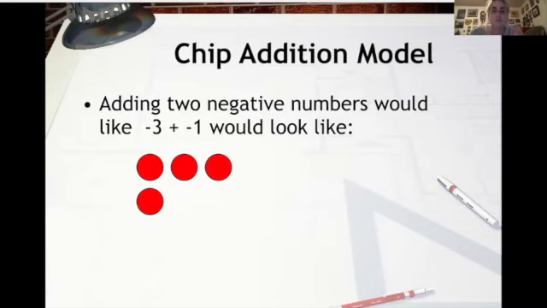Adding 2 negative numbers would look like -3 plus -1. So both are negative numbers, so both are red chips. So -3 plus -1 equals -4. So we're adding those together and then keeping the same sign. So we are keeping that negative sign.